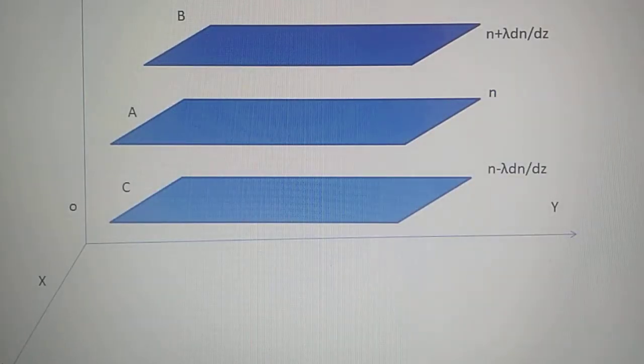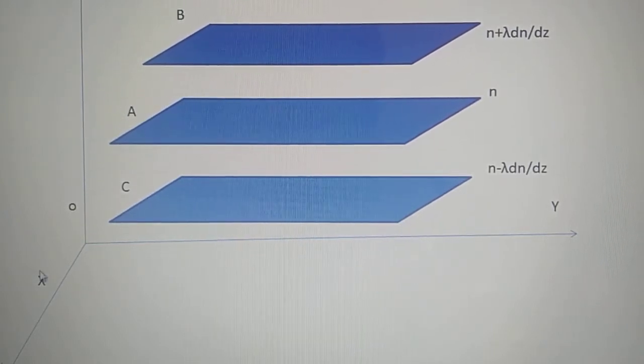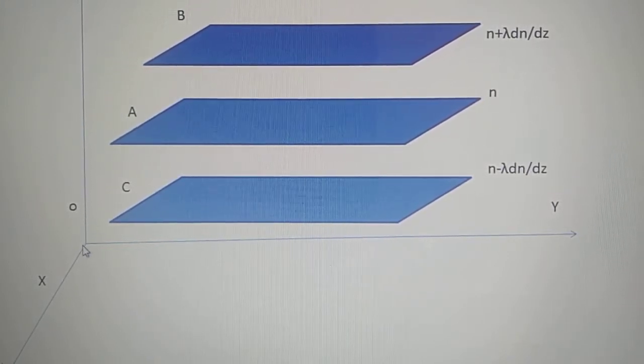So let's consider three different layers: layer A, B and C. The same diagram we have been considering for all the three different transport phenomena. Layer A is the middle one, layer B is the uppermost layer, and layer C is the lower layer, right? X, Y, Z are the three axes. The axes are dummy variables; you can consider any axis as X, Y and Z. So this is the X axis, this is the Y axis, this is the Z axis, and this is the origin.